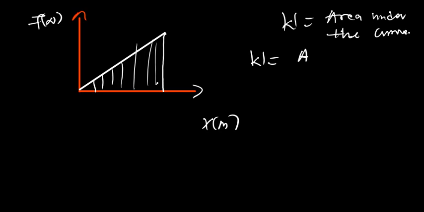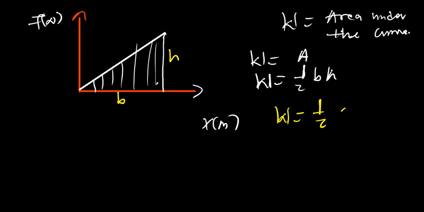Now the area of the triangle is half BH. So this is B and this is H. So then I can say that work is given by half. B is X, I know that is the displacement, which is X. Then H is F. And then I can rearrange this and say this is the same as half, I start with that F. But we also know that F is equal to Kx.